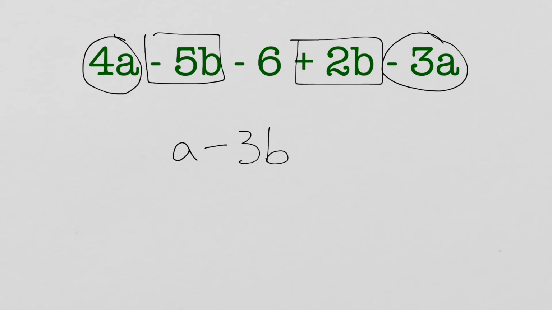Now you'll notice I still have this minus 6. I've used a circle and a rectangle, so I'll put a triangle around this. I like the shapes again just to kind of signify the different kind of terms we have and make sure that the ones that go together have the same shape.